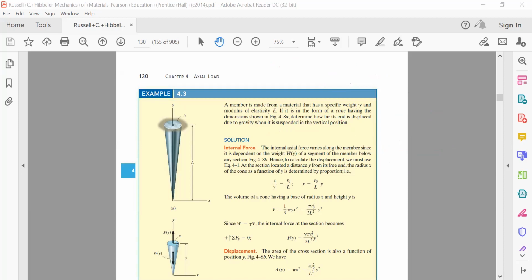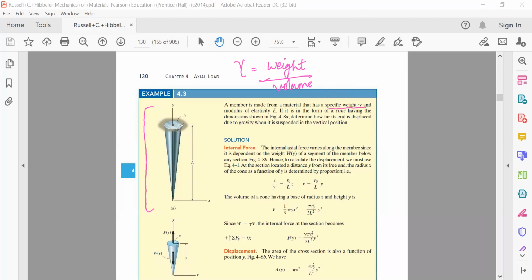In order to illustrate this, let me suppose we are having a prismatic member as given here. This member is in the form of a cone, made of some material. We are given its specific weight as gamma. Specific weight means weight per unit volume, that is weight divided by volume. So its specific weight is equal to gamma.